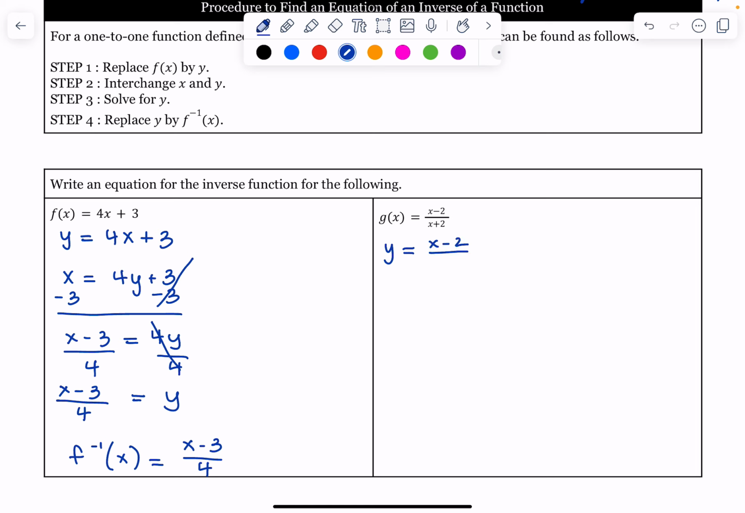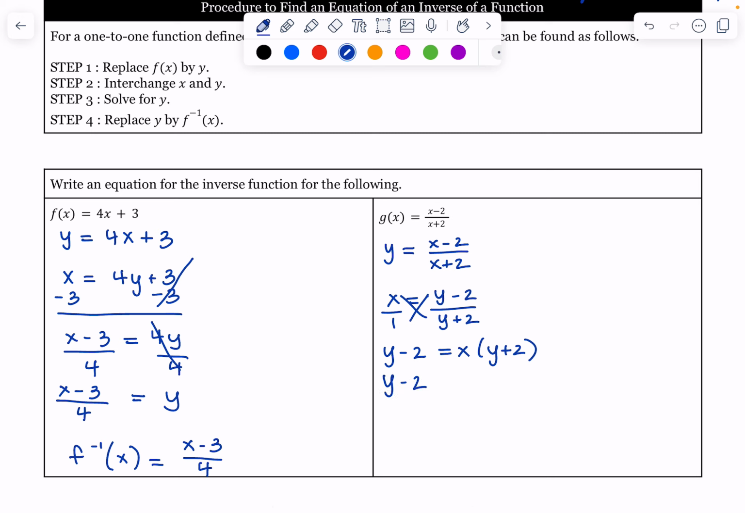So I'm going to have y equals x minus 2 over x plus 2. Switch my x's and y's, so this is going to be x equals y minus 2 over y plus 2. I'm going to solve for y, so I'm going to put a 1 on the denominator here and then cross multiply, which will give me 2 minus y is equal to x times y plus 2. Let's distribute, so I'm going to have 2 minus y equals xy plus 2x.